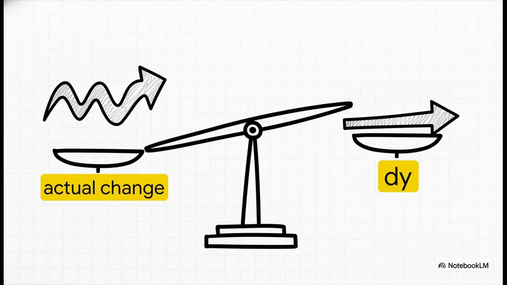So here's the key takeaway. We have the actual change in the curve, we call it delta y, which can be really hard to calculate, and then we have the change along the straight tangent line, dy, which is super easy to calculate. So we use the simple dy as a stand-in for the complex delta y.